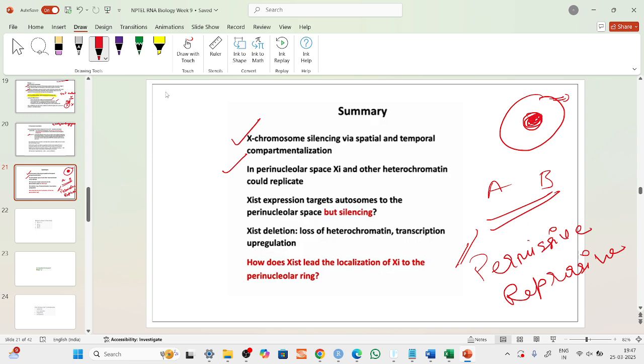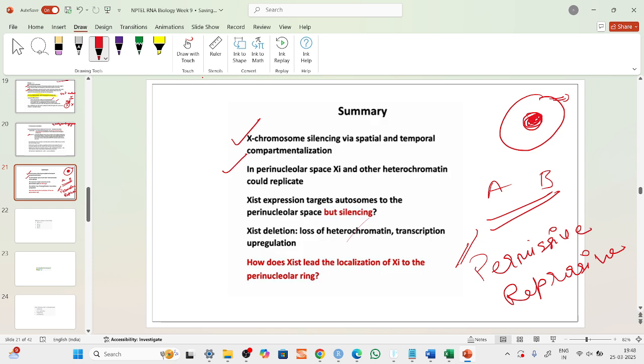Now, that is why it is written that in the perinuclear space, the inactivated X chromosome and other heterochromatin is present. Now, Xist expression targets autosomes to the perinuclear spaces. Xist deletion will lead to loss of heterochromatin and transcription upregulation. And these are all questions for you to further understand.